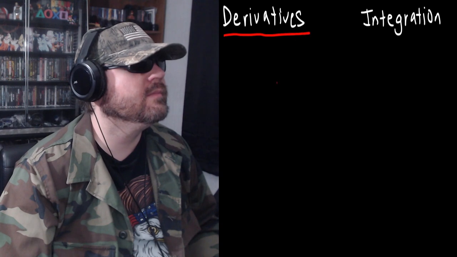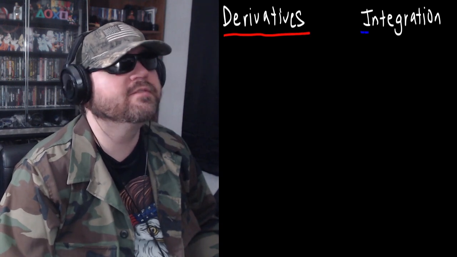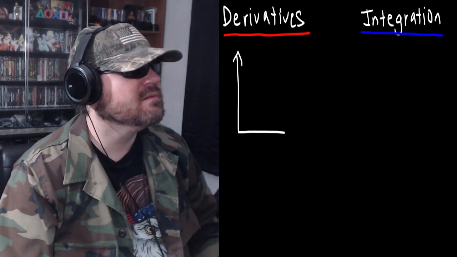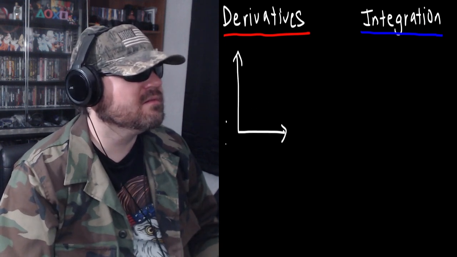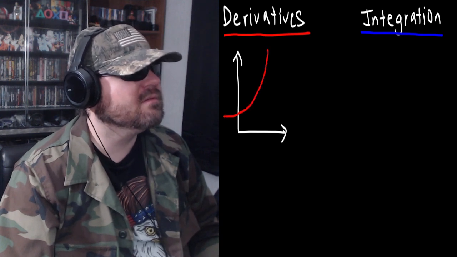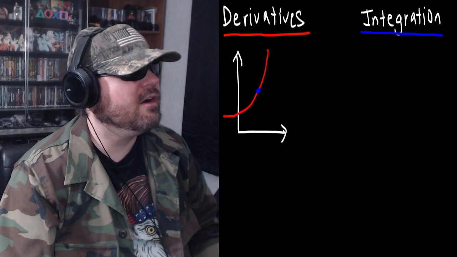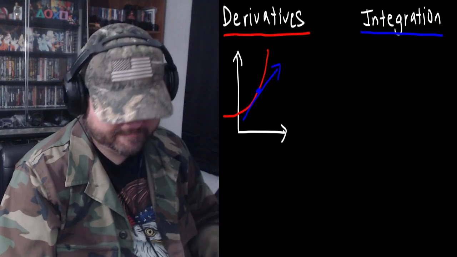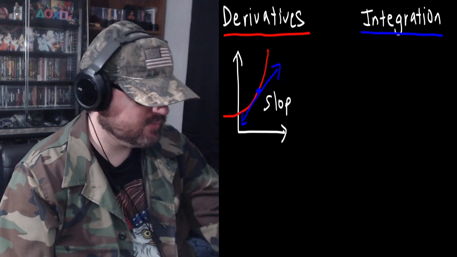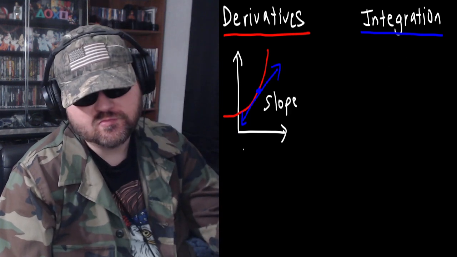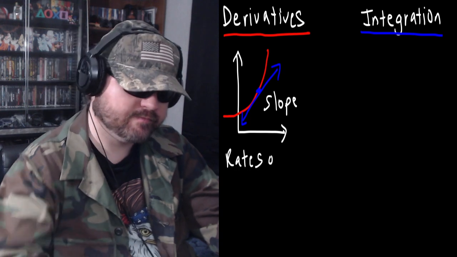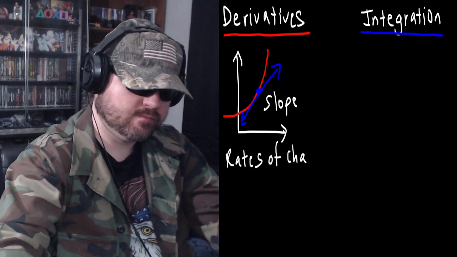Just so you could see the key differences between the two. Derivatives. Integration. So when dealing with derivatives, you're looking for a function that will tell you the slope of the tangent line, which touches the curve at one point, at some x value. So derivatives are useful for calculating the instantaneous rate of change.